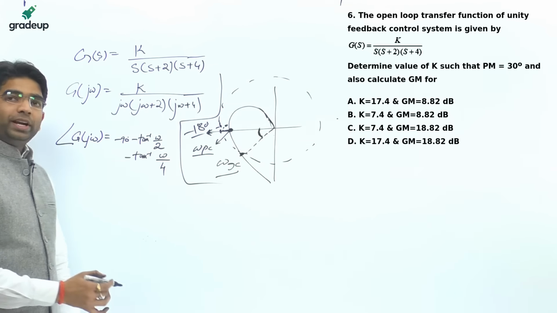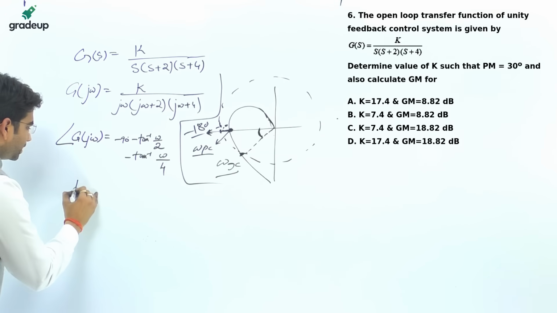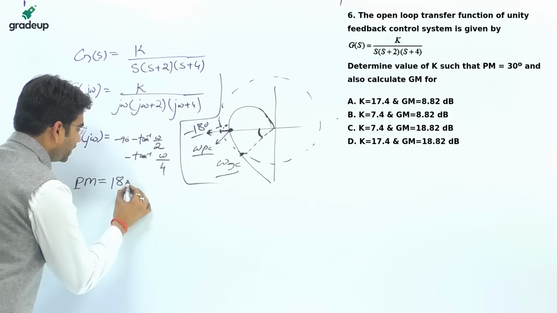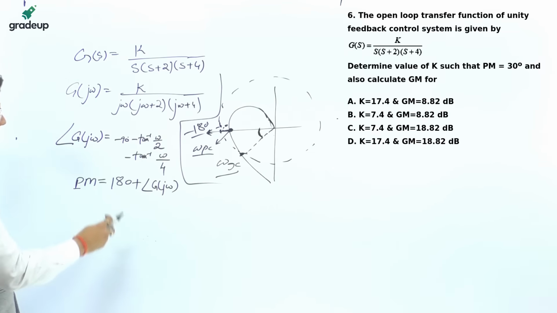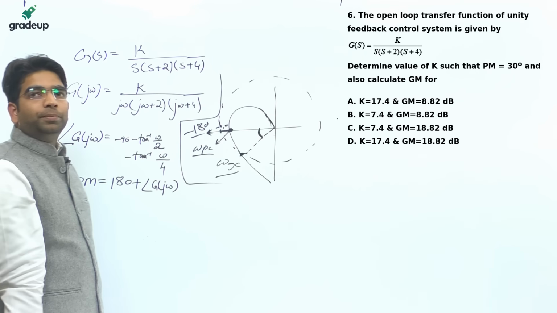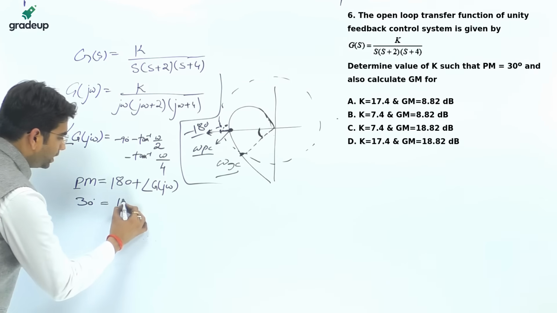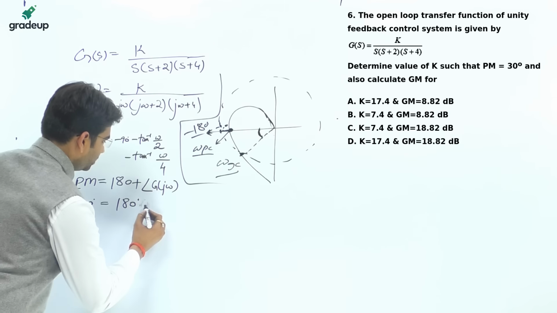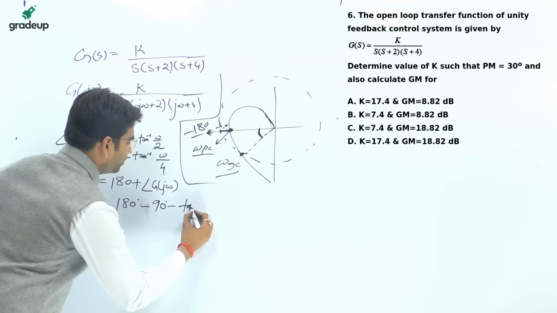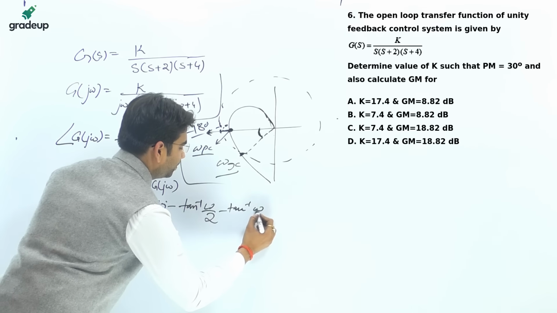Okay, so it is given that the phase margin is 30 degree and then you have to calculate the gain. So phase margin is 180 degree plus the extra phase that must be added so that the system reaches the verge of instability. So phase margin is known, 30 degree, it is 180 degree plus minus 90 degree minus tan inverse omega by 2 minus tan inverse omega by 4.